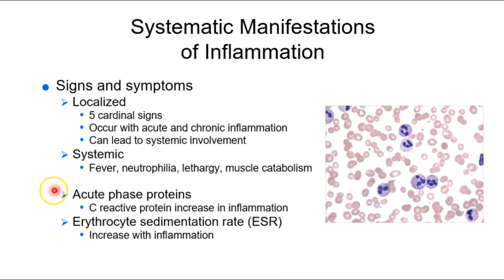You've got some lab tests right here for testing for systemic manifestations of inflammation, acute phase proteins, and erythrocyte sedimentation rate. Sedimentation just means heavy things drift to the bottom.